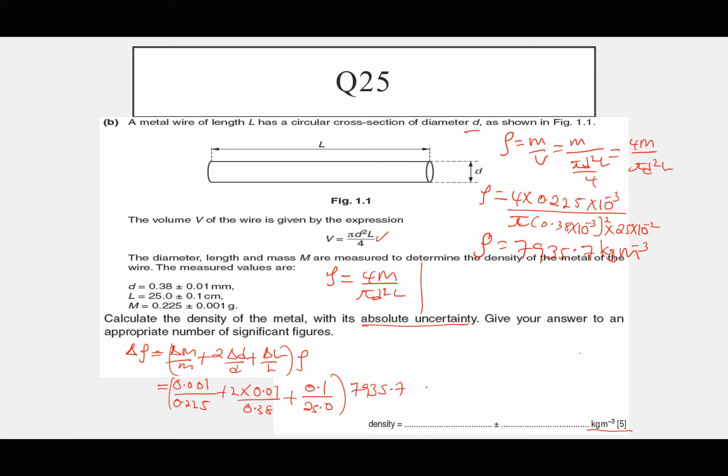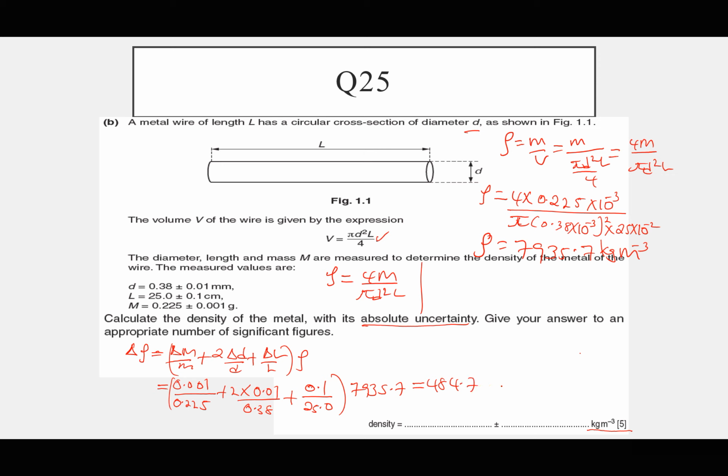Okay, we can press our calculator: open brackets, 0.001 divided by 0.225, plus, open another one, 0.02 divided by 0.38, plus, open another one, 0.1 divided by 25. Then I multiply by the true value, 7935.7. So this is giving me 484.7.